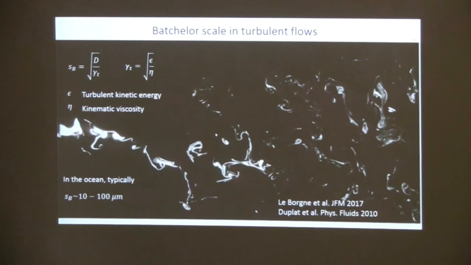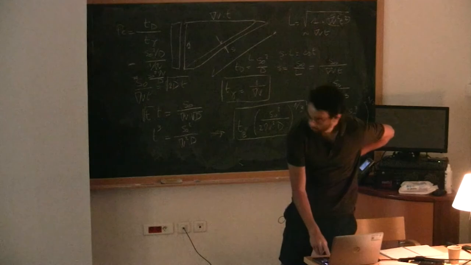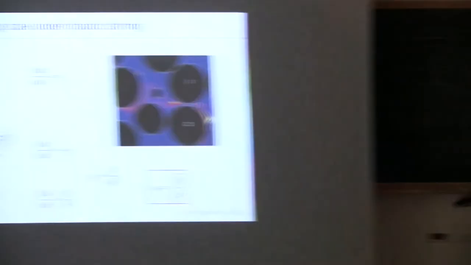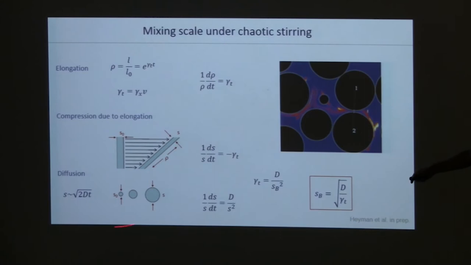Can you repeat what is the Batchelor scale? Yes. The Batchelor scale here is the scale at which you equilibrate compression and diffusion. Compression reduces the size of the plume and diffusion expands it. So when we equate these two, we get the Batchelor scale.